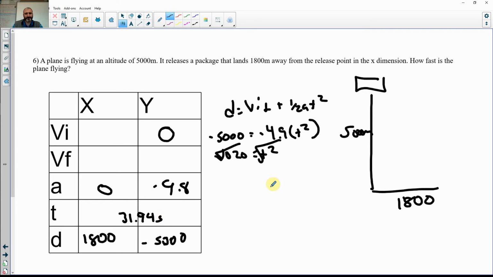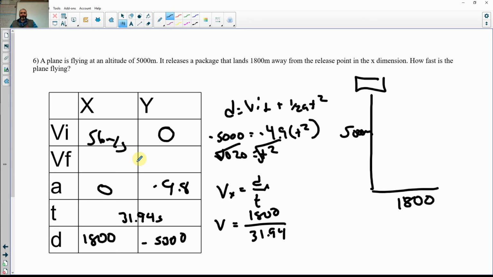31.94 seconds. So now we can use v in the x equals d in the x over t in the x. So that is v in the x we don't know, but d is 1800 over 31.94. 1800 divided by 31.94, and we should end up with 56 meters per second, which is about 100 miles an hour. Kind of cool.